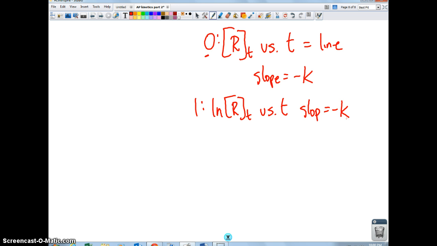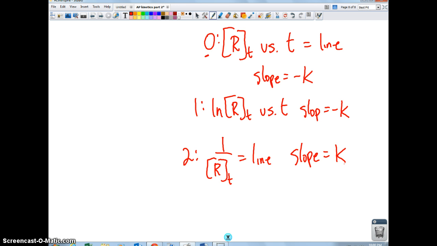And then if it's second order, you plot 1 over the concentration of R at time t. I forgot to say that, if this gives a line, then it's going to be second order, and the slope of this line is the only one that's positive. The slope of that line will be positive k.